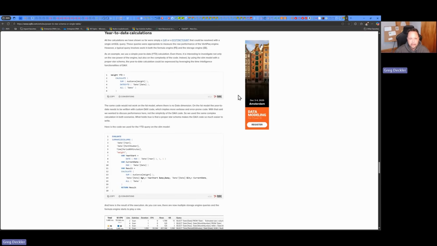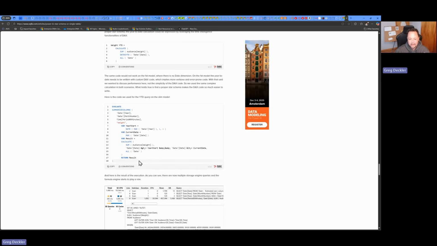Then he gets down to year-to-date calculations, and he says, oh, this is where basically flat tables fall flat on their face and are no longer faster or as fast as star schemas. Except Marco's not really that good at no-CALCULATE DAX code, which tends to be really good with flat tables. So he sticks to his old school traditional CALCULATE approach, right? And he gets bad results.